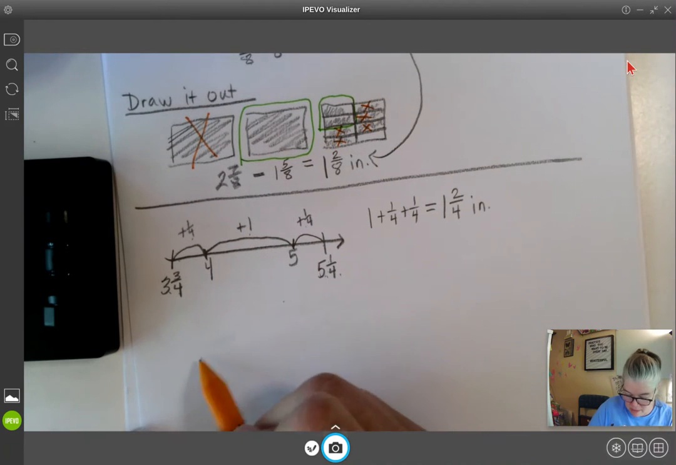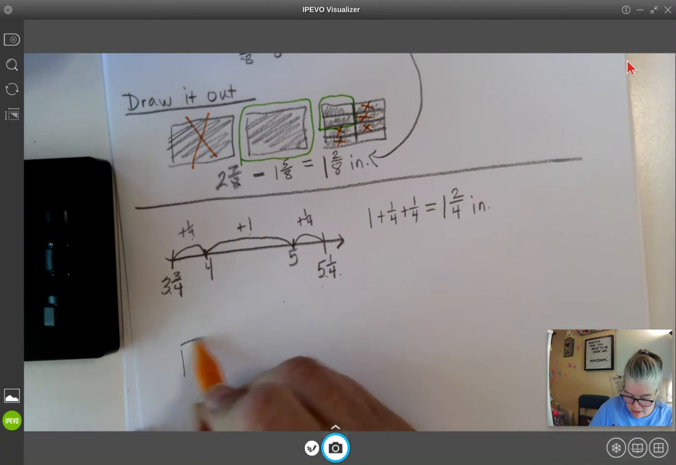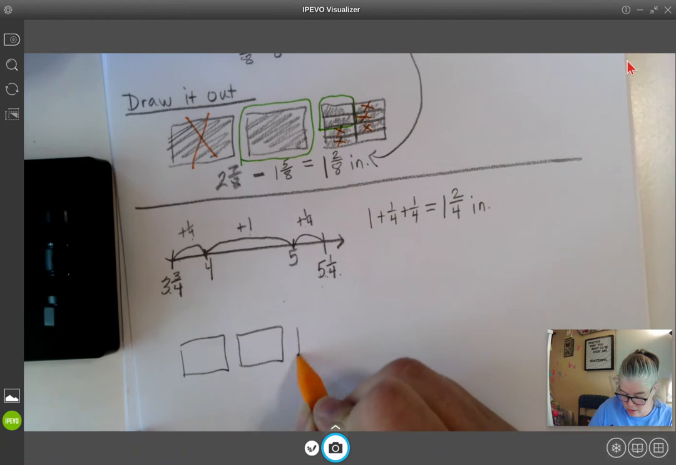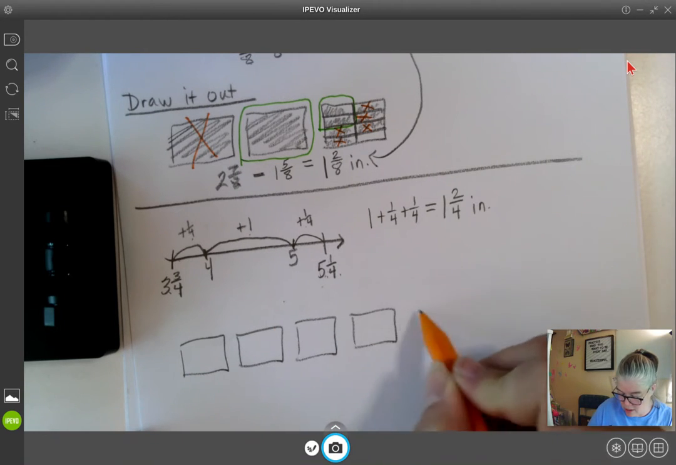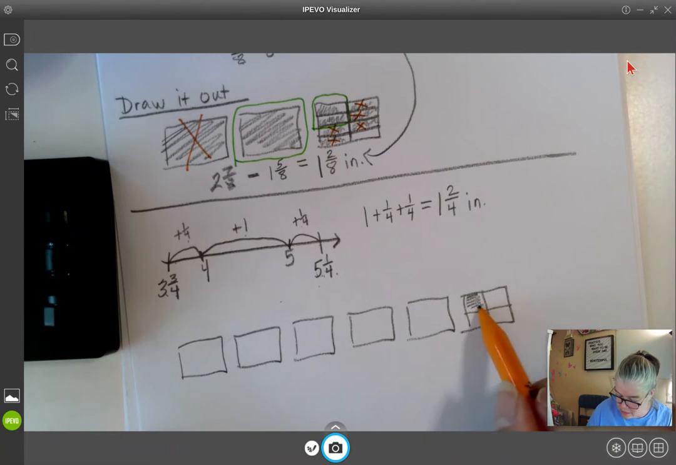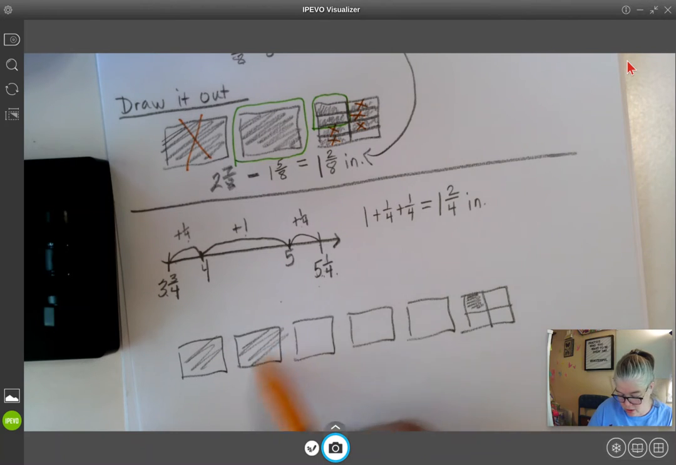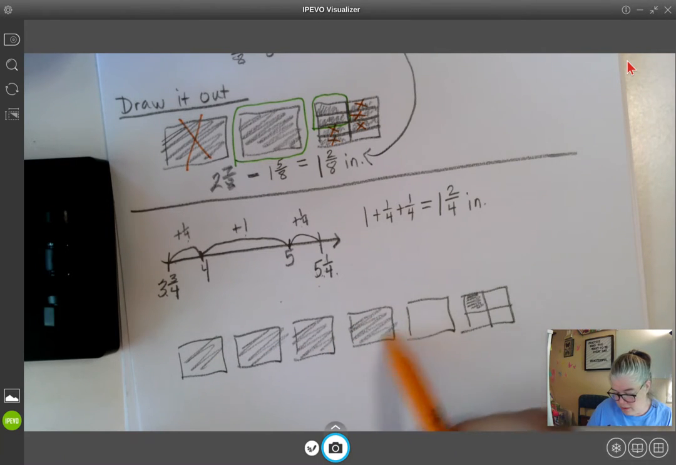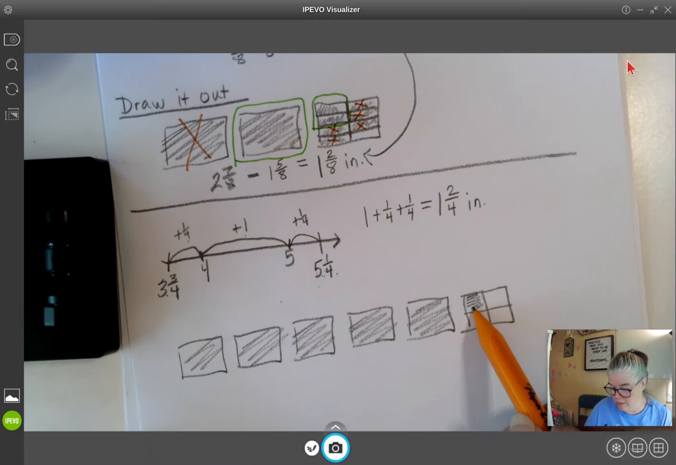So right now on my paper, I'm going to draw 5 1/4. 1, 2, 3, 4, 5, and then I need 1/4 of the next one. So I draw that rectangle. I'm going to color in fourths. So 1, 2, 3, 4, 5 wholes and 1/4.